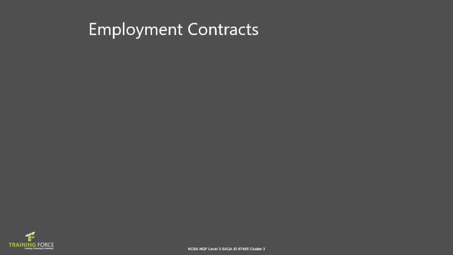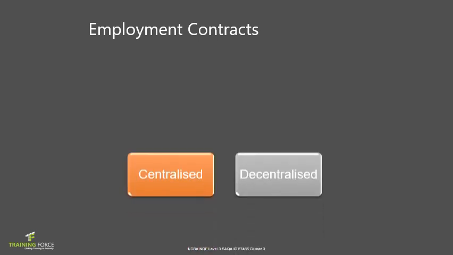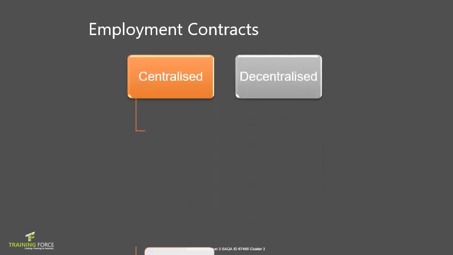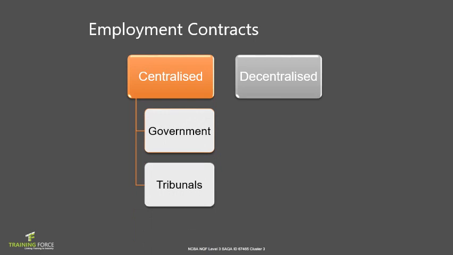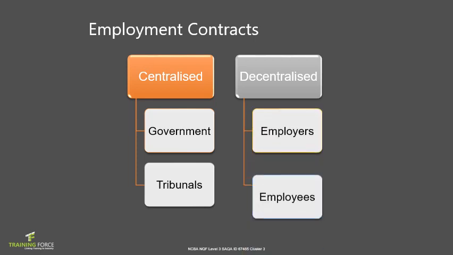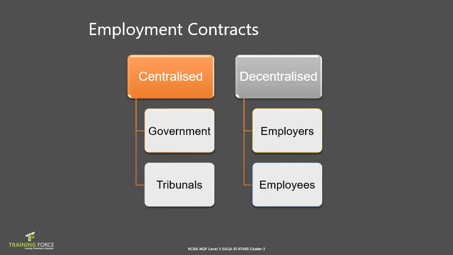We get two types of employment contracts, centralized and decentralized. Centralized agreements are those that are negotiated between trade unions and employers and usually include government and tribunals, for instance. They are usually entered into on behalf of the employee. Decentralized ones, on the other hand, are entered into between the employer and the employee. Some of this type of agreement are parts of the conditions of employment. They must be drawn up in line with legislation, in this case, the Basic Conditions of Employment Act. Decentralized is the generalized contracts that are used in business today.